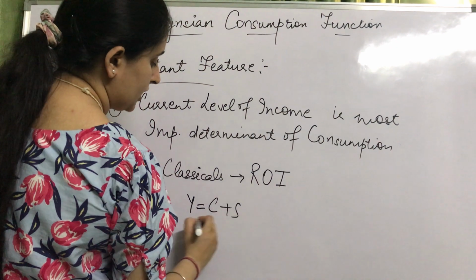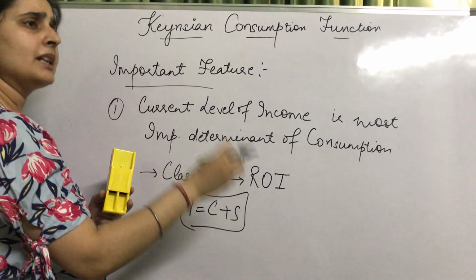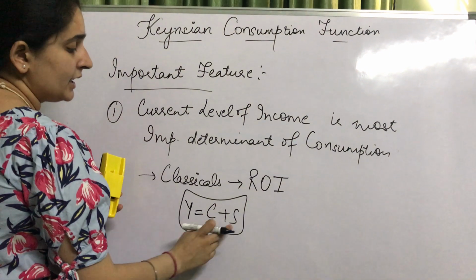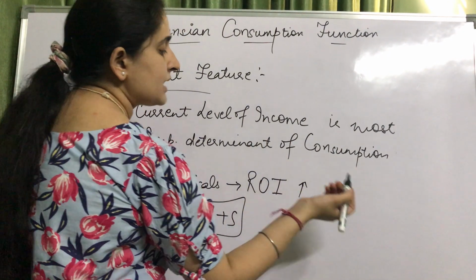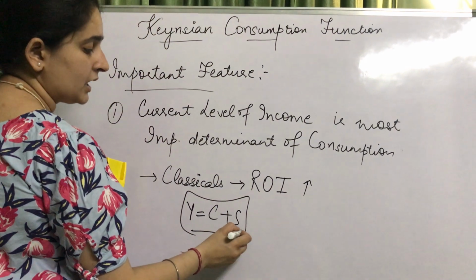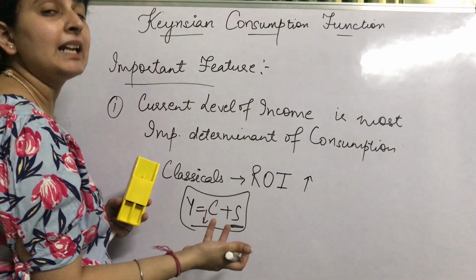C plus S: we know that income equals savings plus consumption, because we save some part and consume some part. So they said that when the rate of interest is very good, meaning it is increasing, the saving part will increase, so definitely consumption will fall. This is according to the classicals.